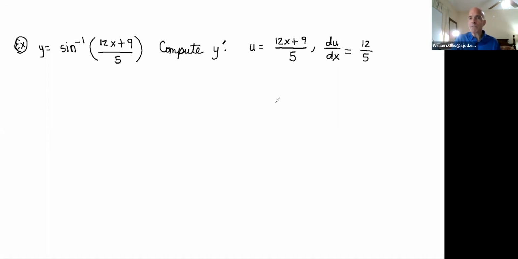So we have 12/5 there. Now we can go ahead and apply the formula. So this implies, if and only if, y prime will equal, now what we do, remember the formula, we have 1, and we have to square the u. So I'm going to use brackets here for now. The square root symbols are kind of hard to write.